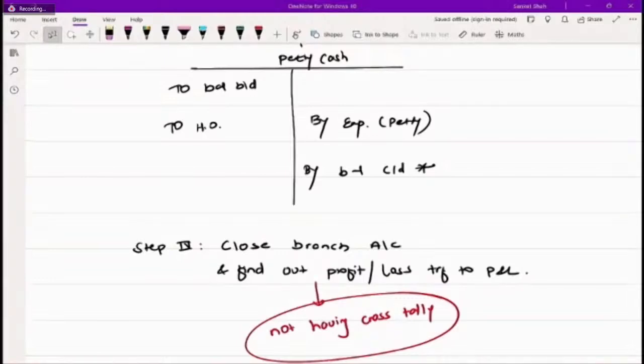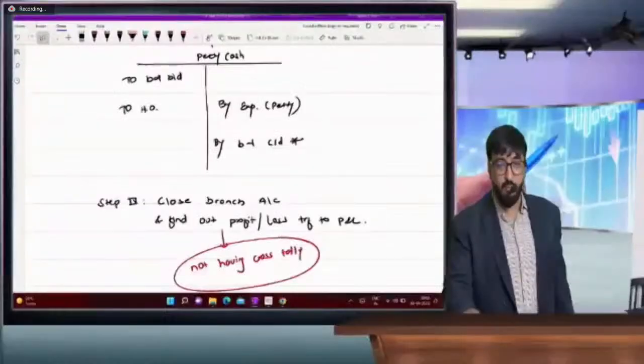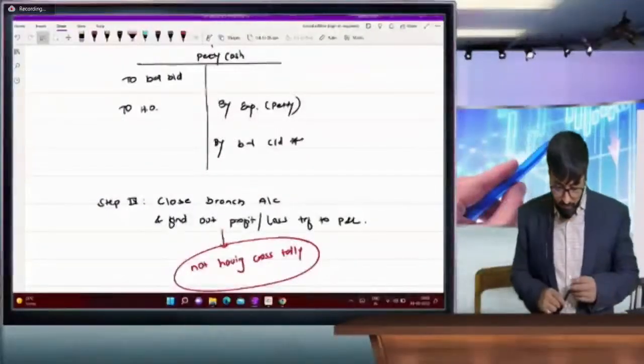Arre, branch accounts takes students 10-10 days to understand, and you understood it in the very first way. In the first stroke you remembered it. It's very easy for you.